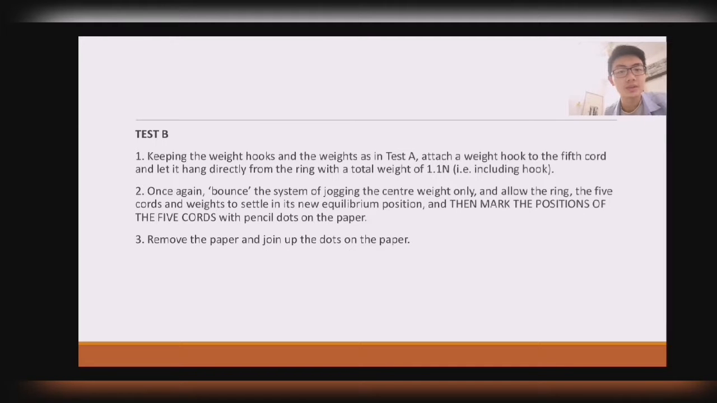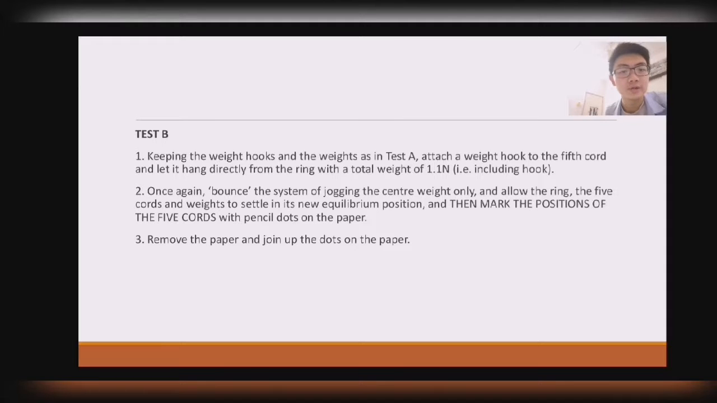So for test B, it's simple. First, we still keep the weight hooks and the weights as shown in test A, but we attach a weight hook to the fifth cord and let it hang directly from the ring with a total weight of 1.1 Newton, including the hook. And after that, once again, we bounce the system by jogging the center weight only and allow the ring and the fifth cord and weight to settle in their new equilibrium position.